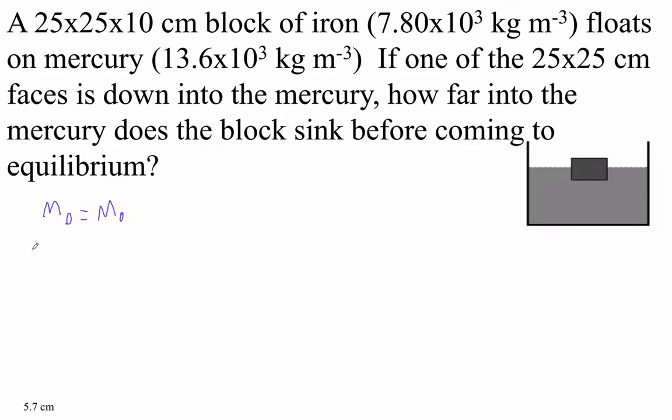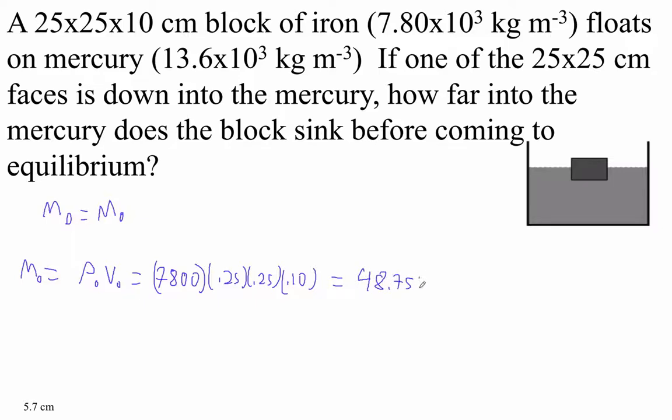Let's figure out the mass of the object first. That's easier, right? The mass of the object is just the density of the object times the volume of the object. It's made of iron, so it's 7,800 kilograms per cubic meter, and its volume is 0.25 times 0.25 times 0.10. So 7,800 times 0.25 times 0.25 times 0.1. It's decently massive: 48.75 kilograms.